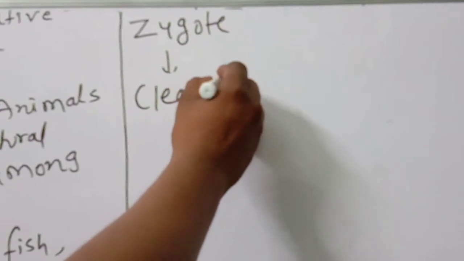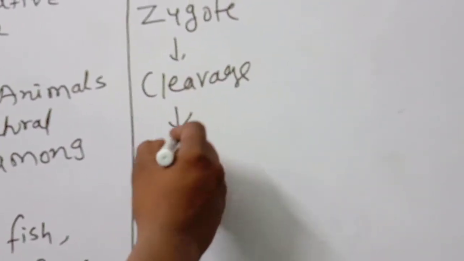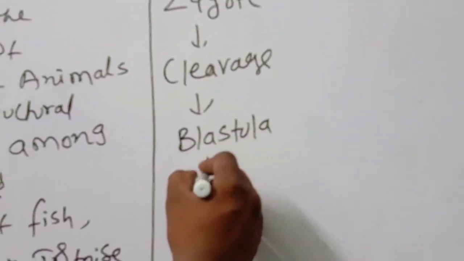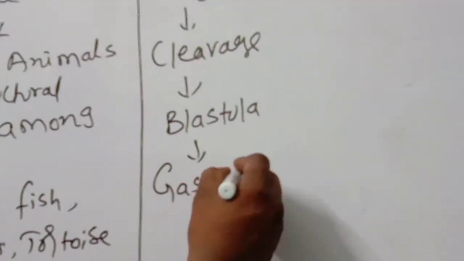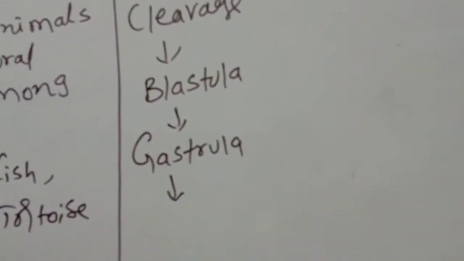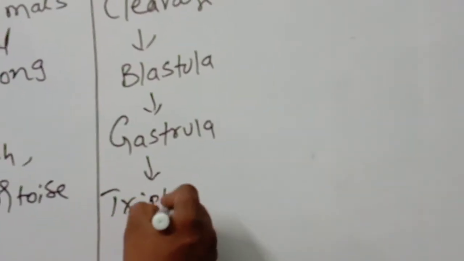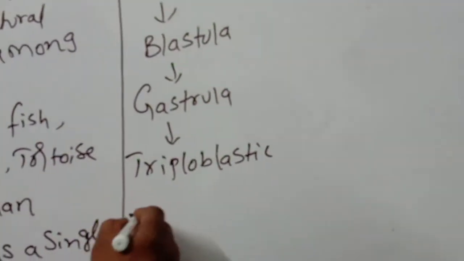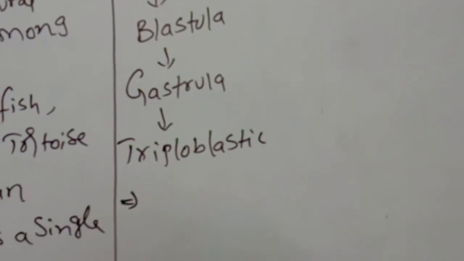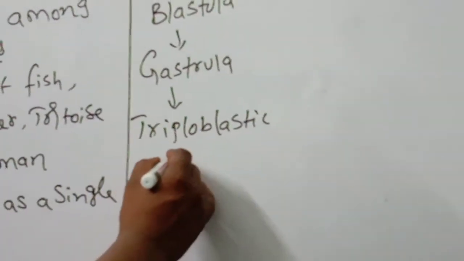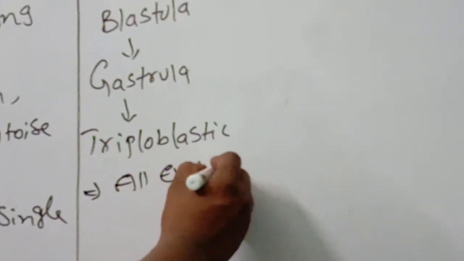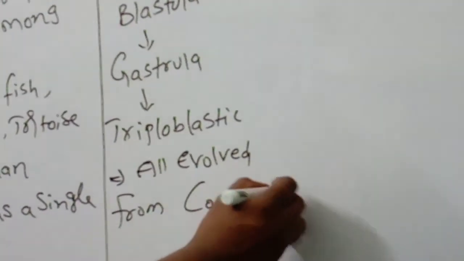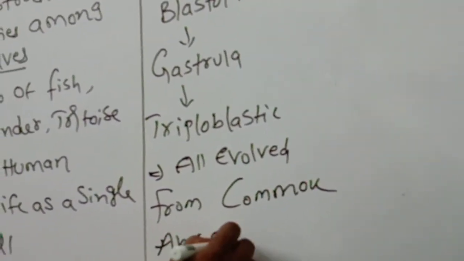Zygote, cleavage, after it produces blastula. Blastula then changes into gastrula. This is the most important: blastula, gastrula and triploblastic. What does this indicate? All the above said animals have evolved from a common ancestor. Okay, all the animals.